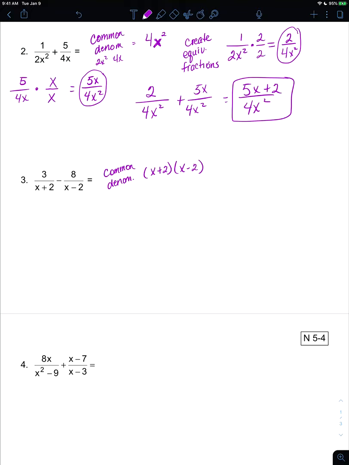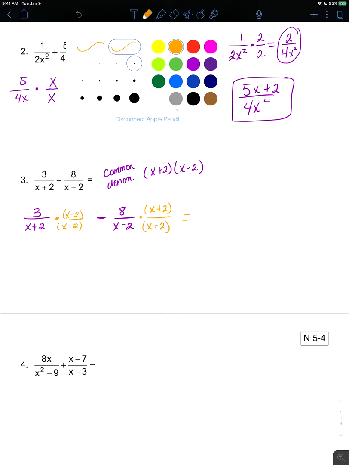Okay, so I'm going to write this one a little bit different. We're going to say 3 over the x plus 2. All right, well that term needs that x minus 2. So we're going to multiply it by that x minus 2 over x minus 2. Now we're subtracting that 8 over the x minus 2, and that term needs the x plus 2 over the x plus 2.